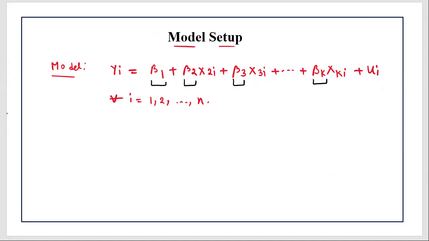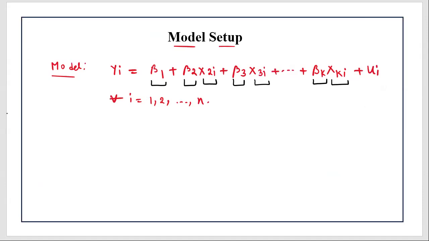And how many explanatory variables are there? This is the first explanatory variable. This is the second explanatory variable. This is the kth explanatory variable. So altogether k minus 1 explanatory variables. There is no term as x1i; that is simply 1. So all the rest of the explanatory variables are there. So k minus 1 explanatory variables and k number of parameters are there.